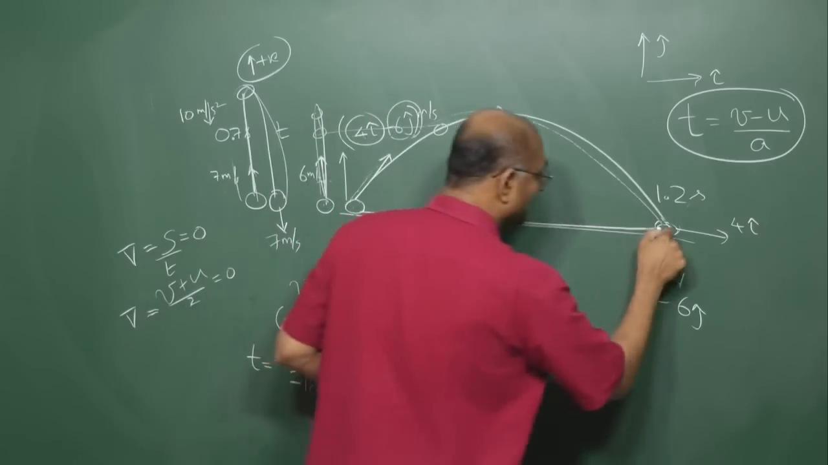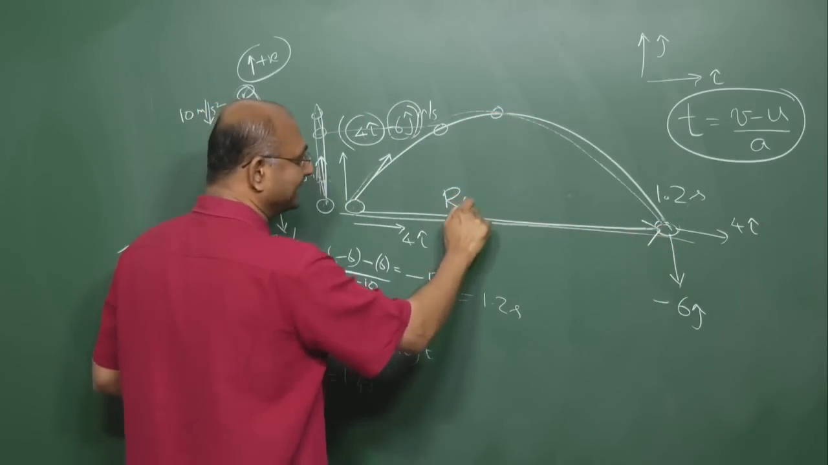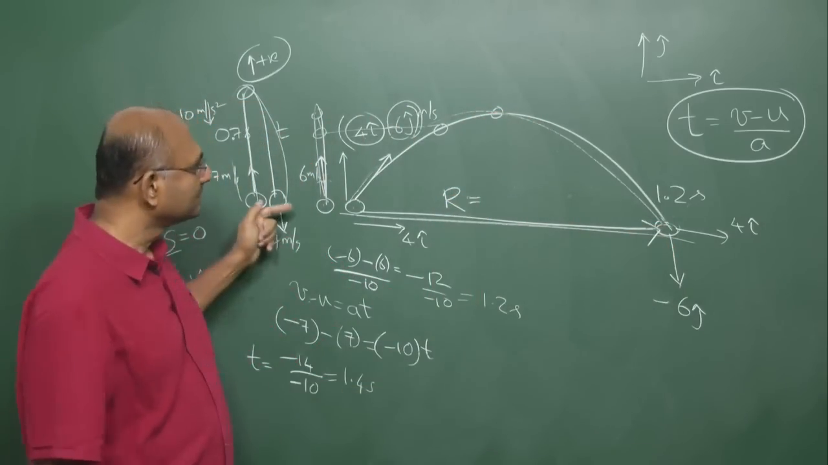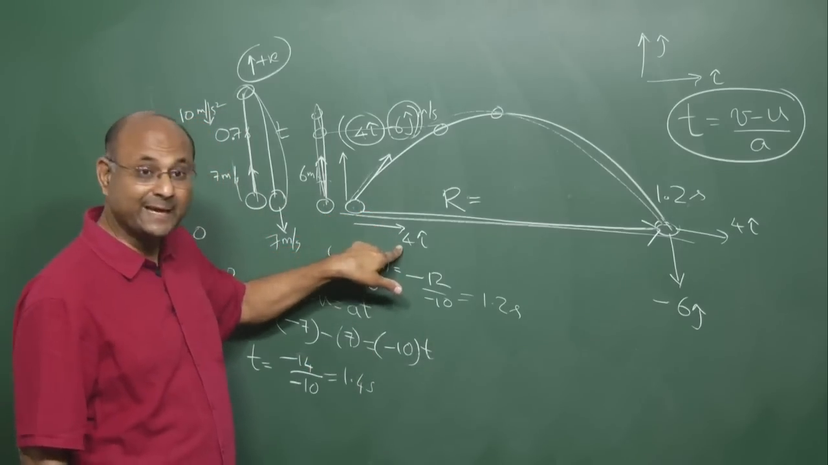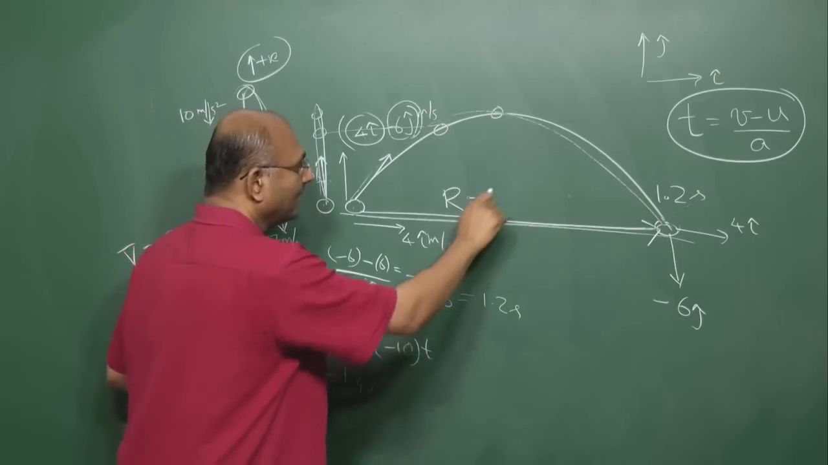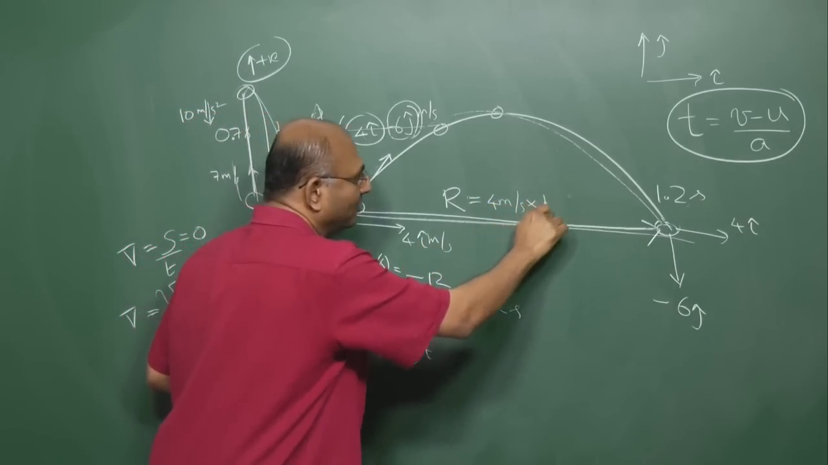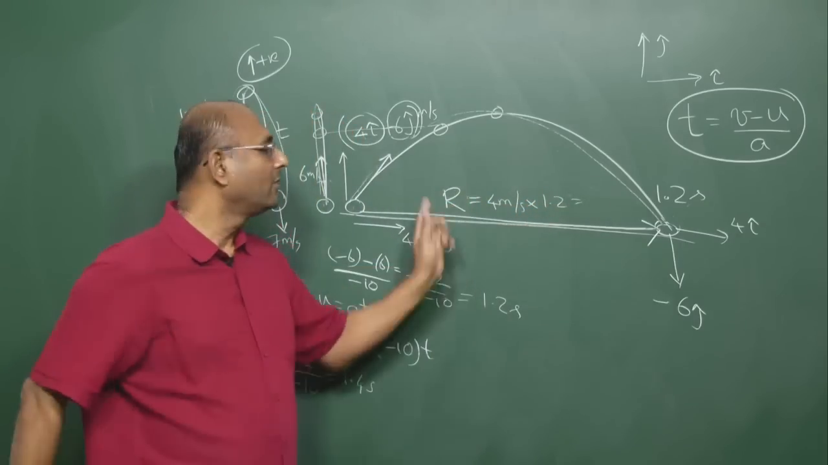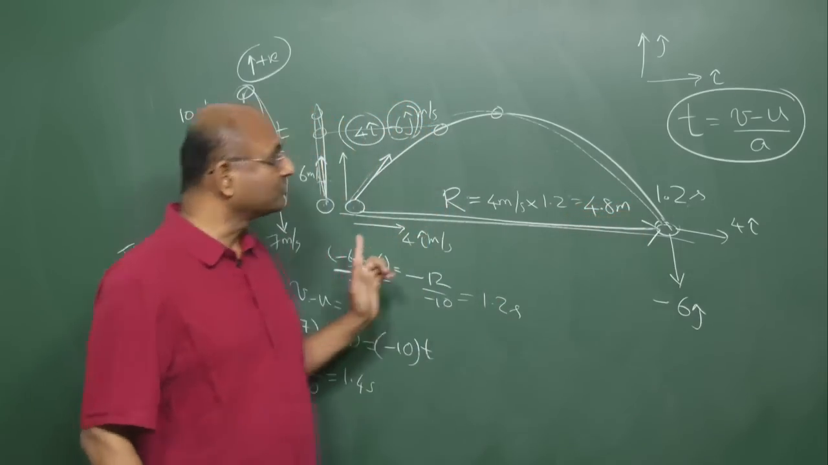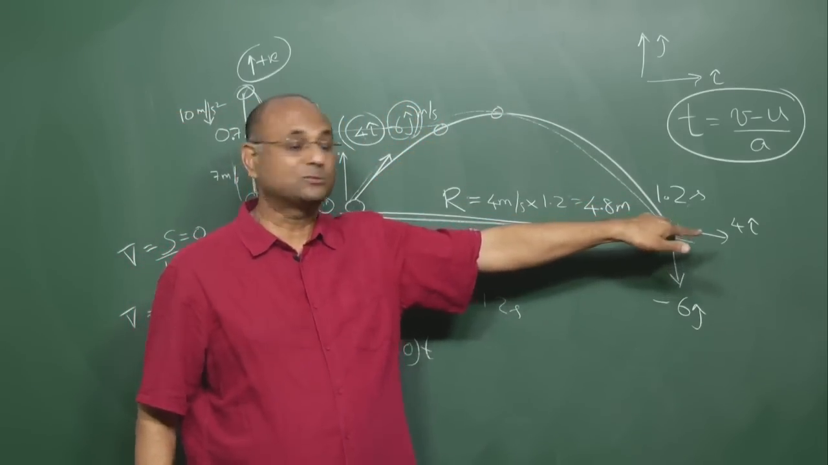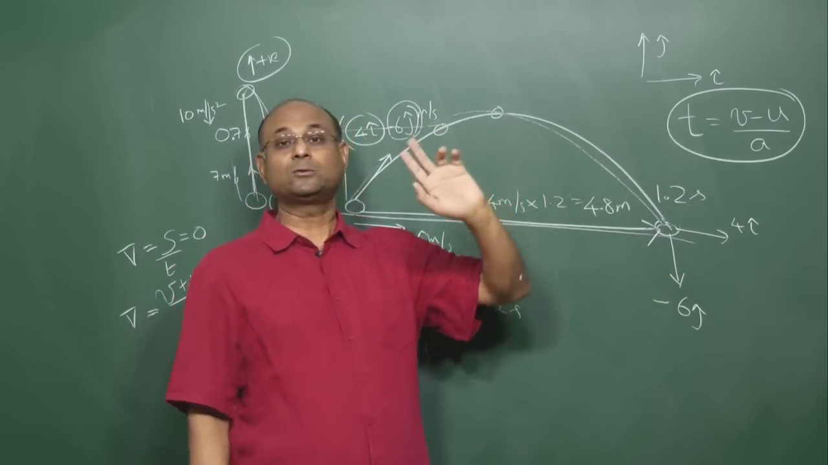What is this displacement? What is this range? 1.2 seconds into 4 meters per second. 4 meters per second into 1.2. How much is that? 4.8. So this ball is going to land 4.8 meters away. It's going to hit the ground and it's going to take 1.2 seconds to do this.